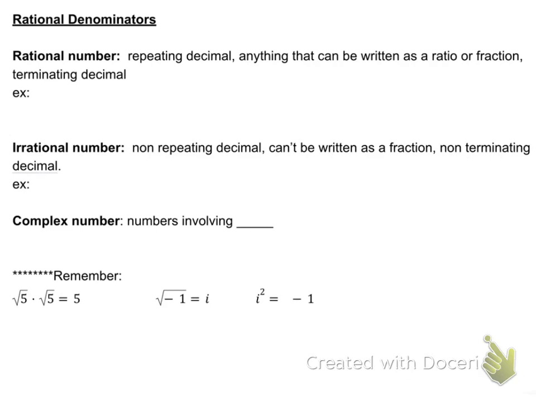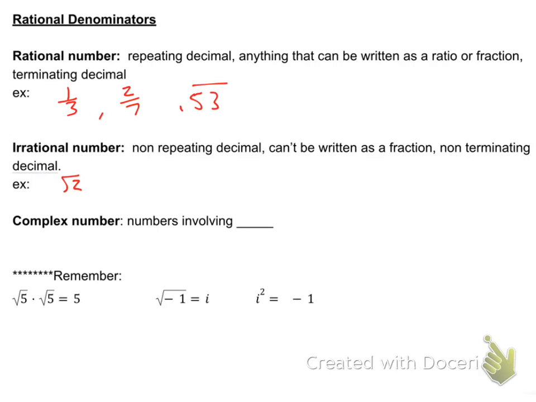So 1/3, 2/7, 0.53 repeating: 0.535353 and so on. Those are all repeating decimals, ratios, fractions. Irrational numbers are non-repeating decimals. They can't be written as a fraction. They're non-terminating. For example, the square root of 2, 1.414, and then I don't know the rest. Square root of 3, square root of 5, square root of 7, pi.